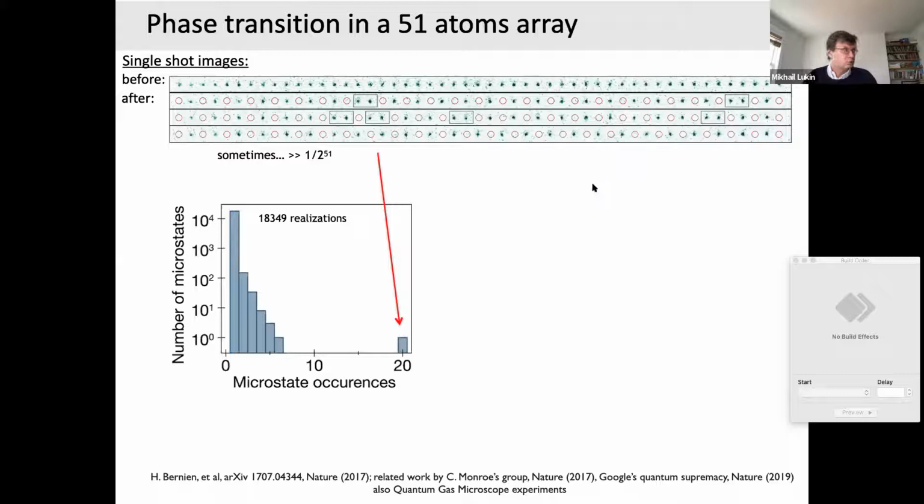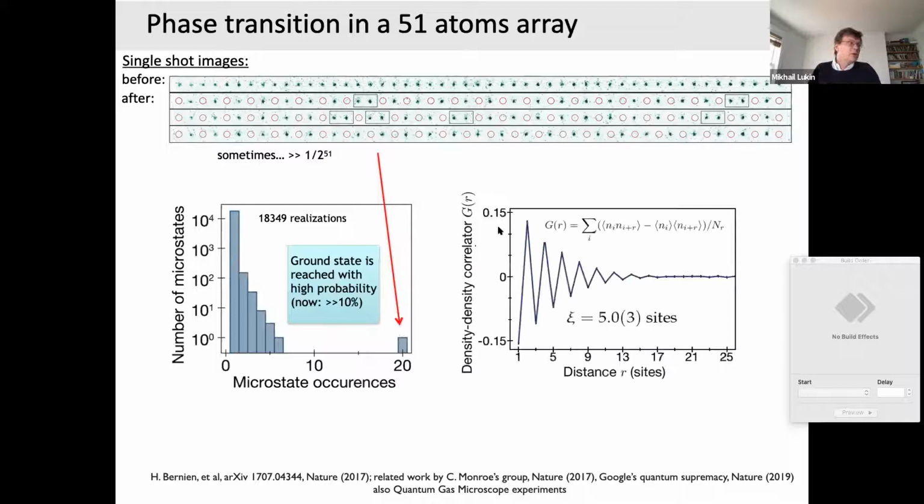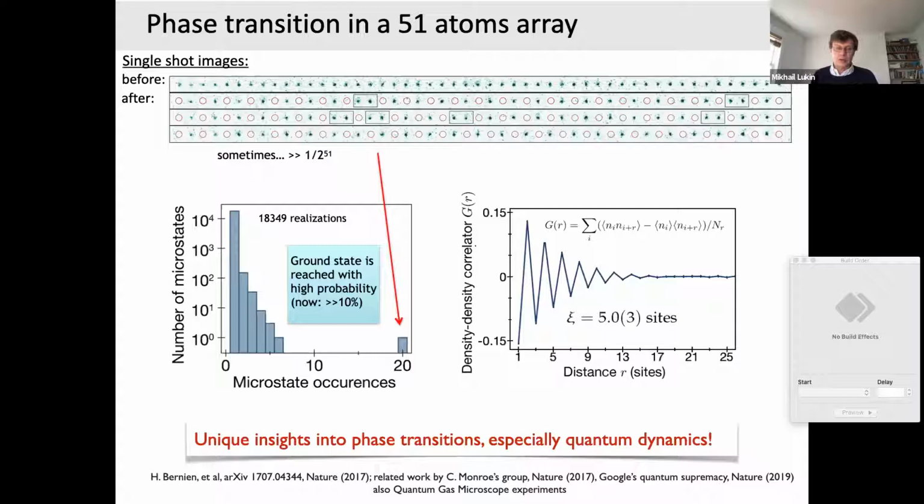So we can analyze the states microscopically. We can also look at the density-density correlator. Having an atom in a Rydberg state versus the ground state is like an up-down, up-down, up-down correlation, and from here we can extract things like a correlation length. So we have a lot of tools for these programmable quantum simulators, where we can really study phase transitions, dynamics and so on. Over the last few years, we have enjoyed all of these tools.